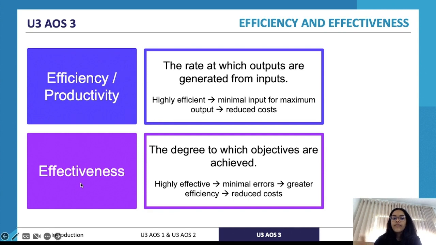Okay, then we have effectiveness. So effectiveness is related to the degree to which objectives are achieved. So how well has the business actually been at achieving their objectives? So if they've been highly effective, they've made fewer errors, they're more efficient, they have lower costs, and ultimately that achieves the objective of increasing profits. So with effectiveness, I would always encourage you to tie it to a specific business objective.